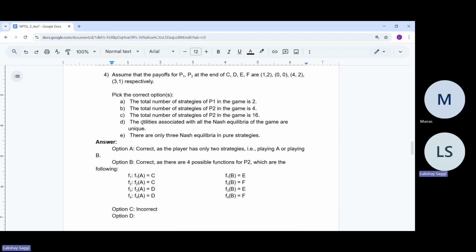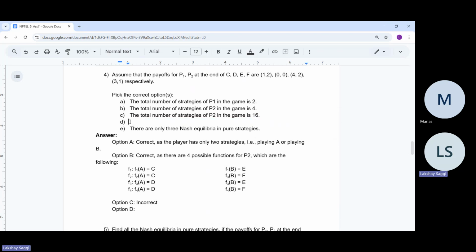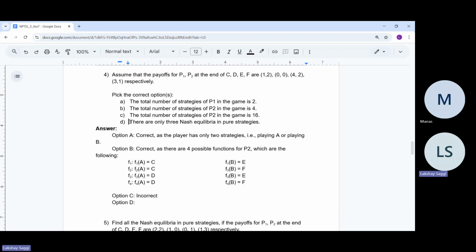And then coming to option D, we have that the utilities associated with all the Nash equilibria of the game are unique. Okay, maybe I should just give this question. Anyways, let's just say we are considering this option D because the point of this question was to make you able to calculate the Nash equilibria. The option says that there are only three Nash equilibria in pure strategies. So for this question, we'll indeed have to find the Nash equilibria.